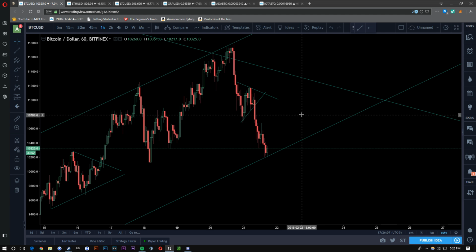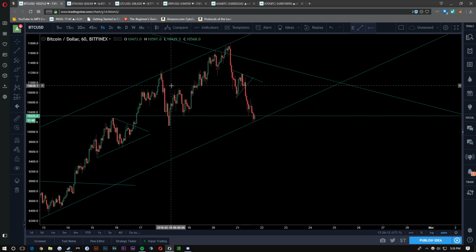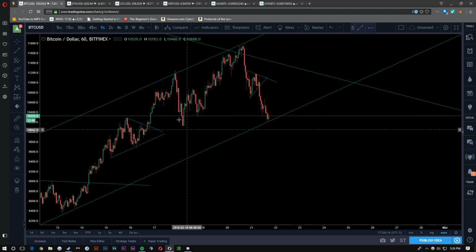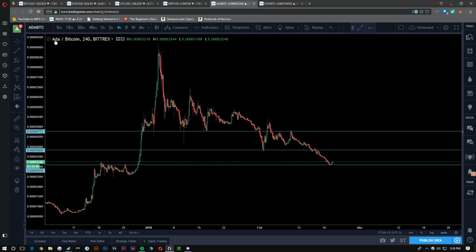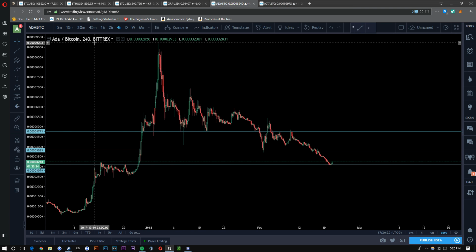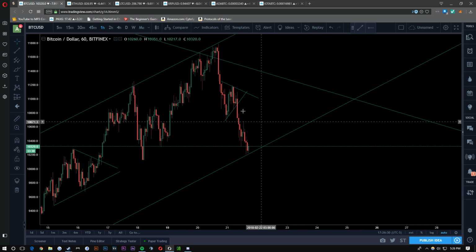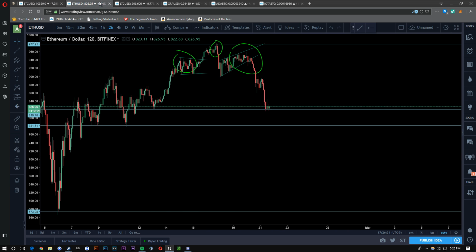So with all things aside, I'll get into the rest of it. I'm gonna be doing Ethereum, Litecoin, Ripple. What is this? IOTA, I think it is. And no, this is IOTA. I think this is Cardano. Yeah, so I'll be doing those, and a technical analysis breakdown.